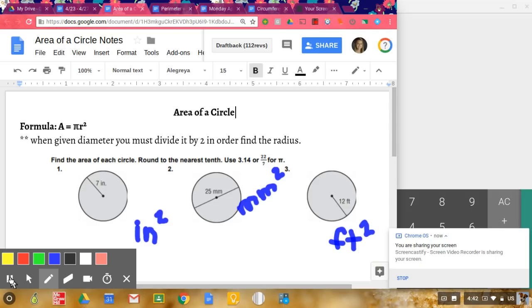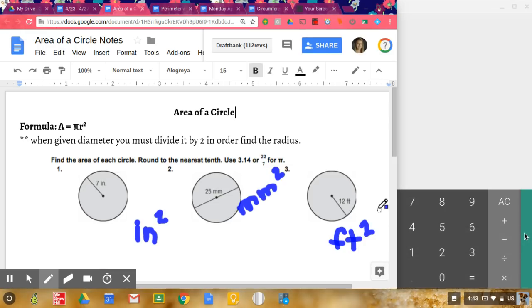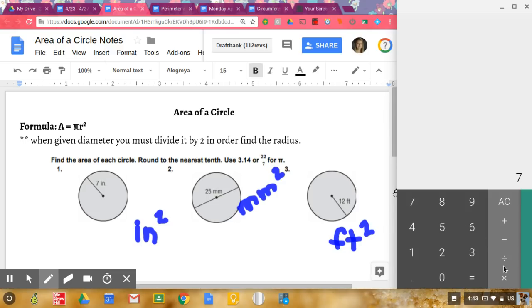So in number 1, it gives you the radius. So we can just take that number right away and plug it into our formula. However, if you look at our formula, it has exponents. And order of operations states that you have to do exponents before you can multiply. So put 7 in for r, and it means 7 squared, which you should already know. But if you don't, 7 times 7 is 49.